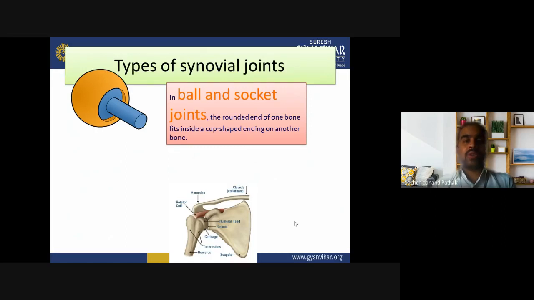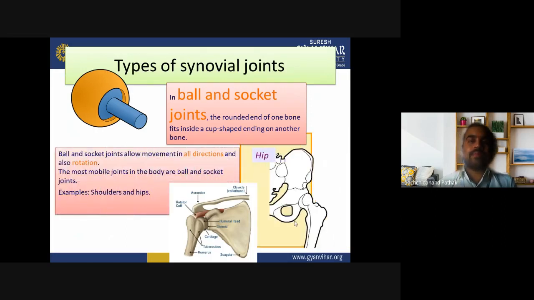Now in ball and socket joints, the rounded end of one bone fits inside a cup shaped ending of another bone. इसमें बॉल एंड सॉकेट में बड़ा सिंपल सा कॉन्सेप्ट है, एक बोन बॉल के आकार का और एक बोन सॉकेट. So these are going to fit each other, like the hip bone. So ball and socket joints allow movement in all directions and also rotation.